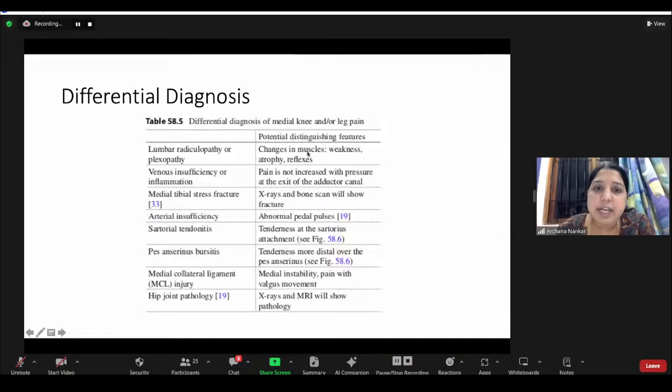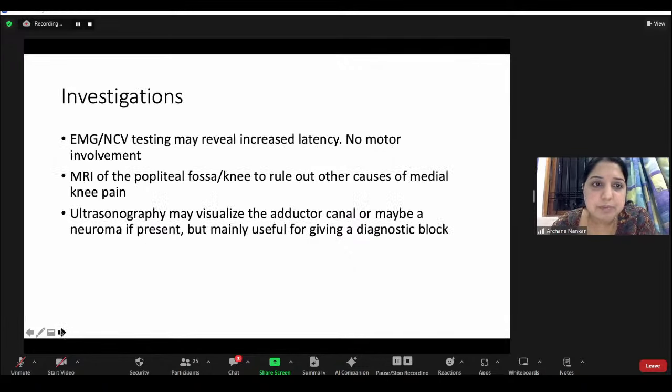So what is the differential diagnosis? Again, lumbar radiculopathy, venous insufficiency, medial tibial stress fracture, arterial insufficiency, sartorial tendonitis, pes anserine bursitis, medial collateral ligament injury, hip joint pathology. So these are the different differential diagnoses.